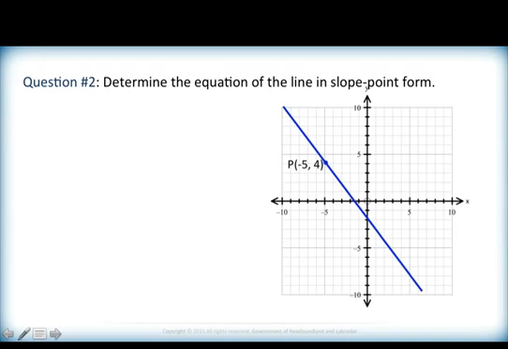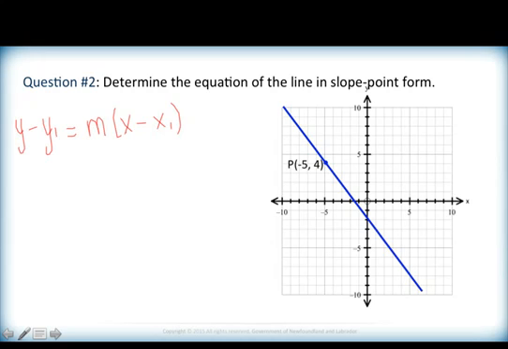Question 2. Determine the equation of the line in slope point form. So we're just going to rewrite our equation for slope point form so we know exactly where we need to substitute the important values. And as you can see from the line segment, a point is already chosen for us, (-5, 4).